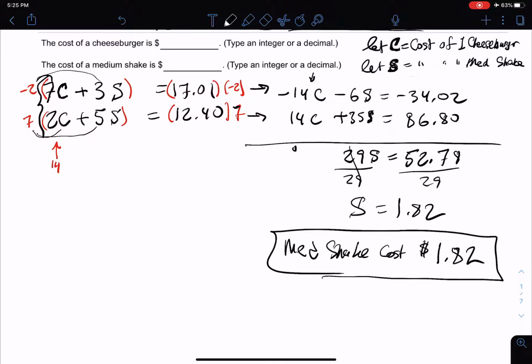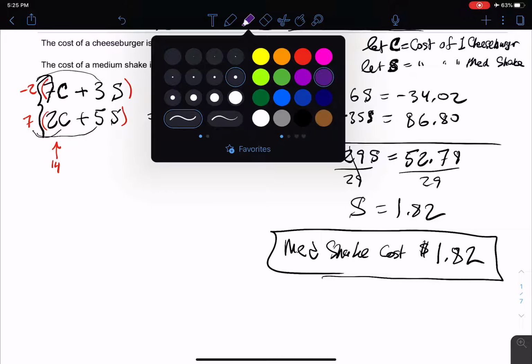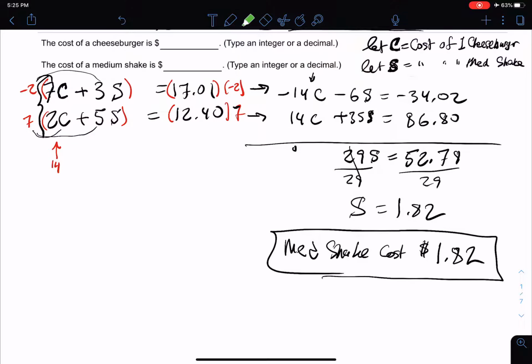Okay, now I need to figure out what the cost of the cheeseburger is. So let me get some color here. Let me copy one of these equations down. You can take either equation at this step, by the way, but I'm going to take the second one. I'm going to write it down: 2c plus 5s equals 12.40.